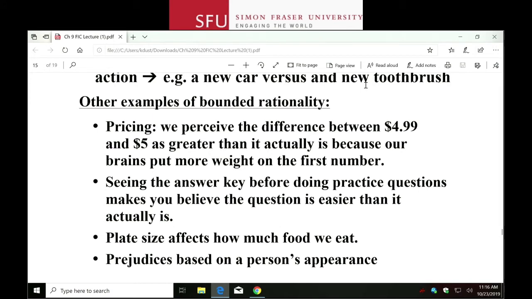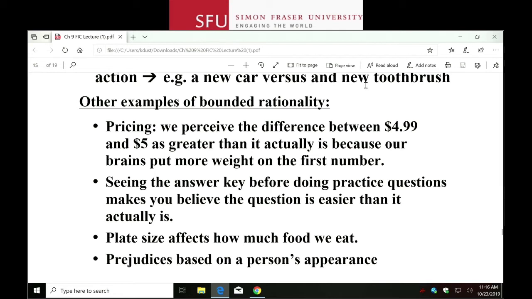You can't help it. That's just the way our brains work. Our brains look at the first number on the left first. And because we pay more attention to that number, $4.99 seems like it's a lot different than $5. And of course, it's not really that different from $5.